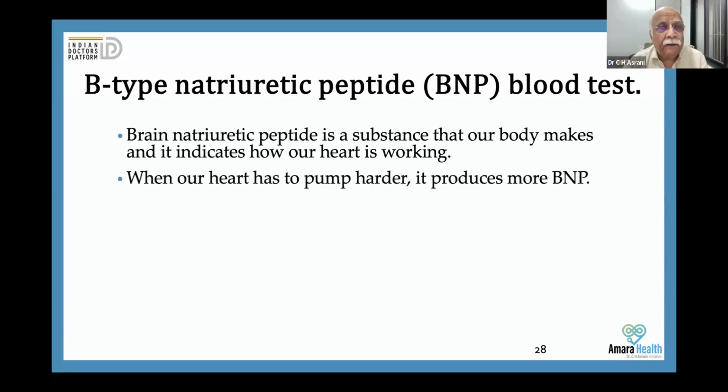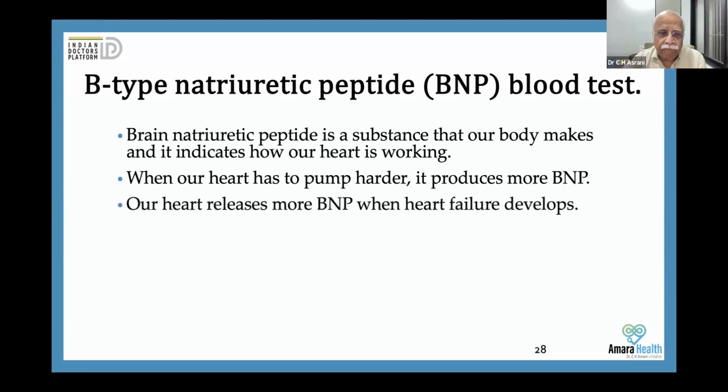Whenever the heart has to pump harder, when does the heart have to pump harder? When the heart is failing. When the heart is going into failure, it produces more BNP than required. So a high level of BNP is almost diagnostic of heart failure. Our heart releases more BNP when heart failure develops. So it's a very important test.